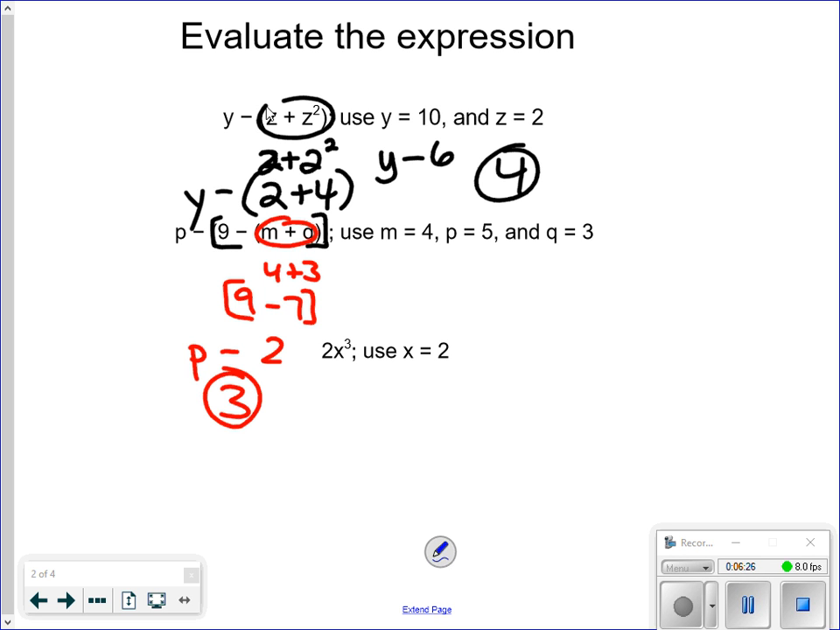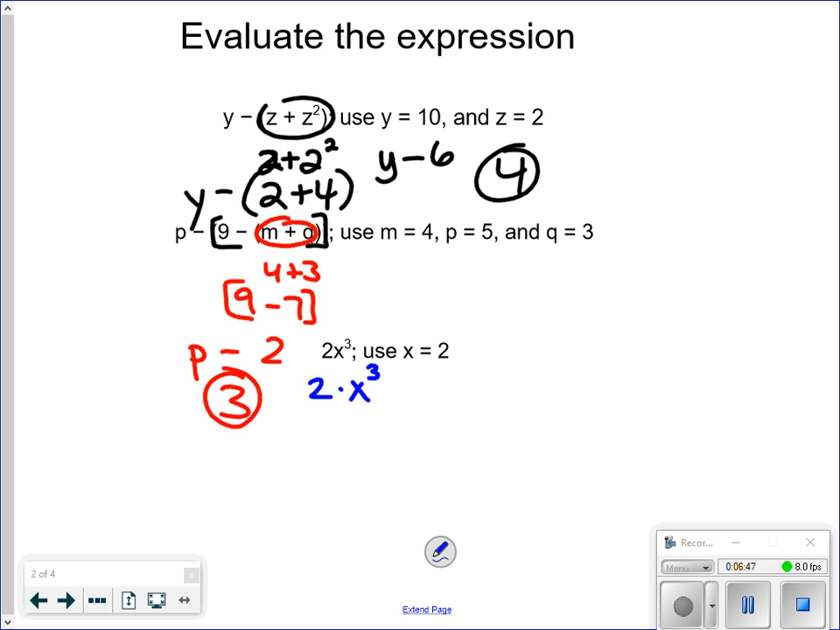And then this last one, 2x cubed, use x equals 2. Now I threw this in there because a lot of people just think that this 2x is the base, and we do 2 times 2, which is 4, and raise that to the third power, and that is incorrect. This is 2 times x to the third.